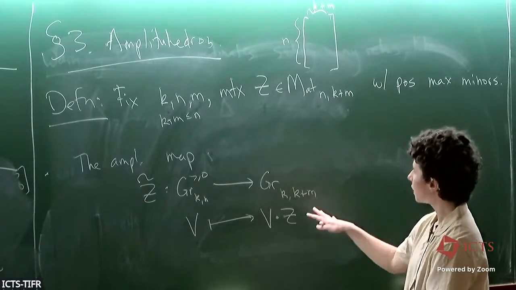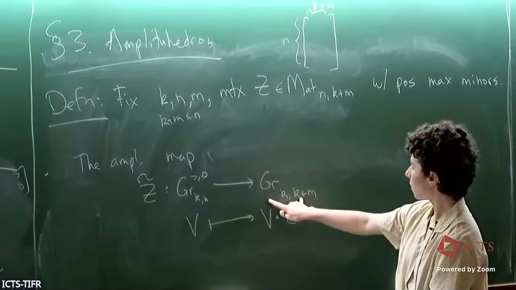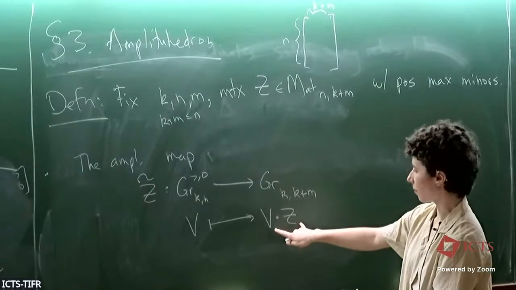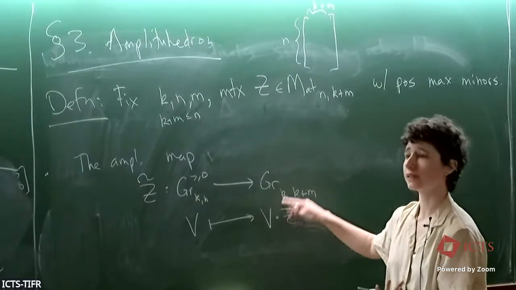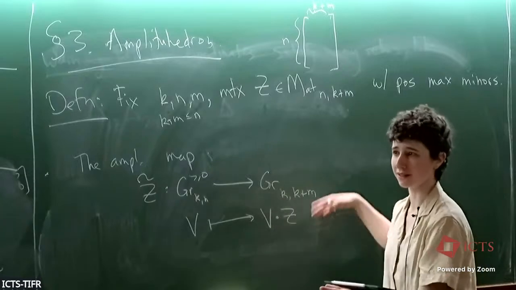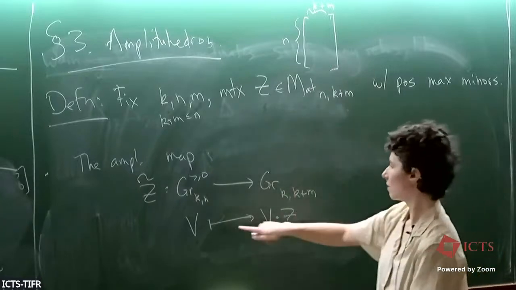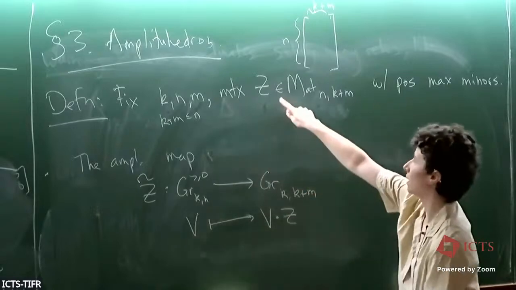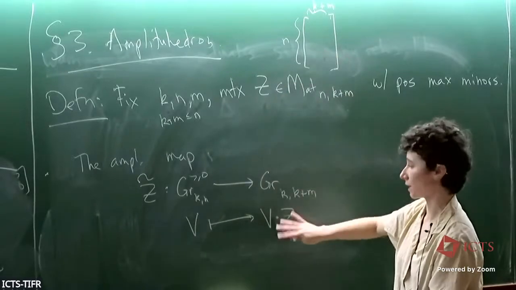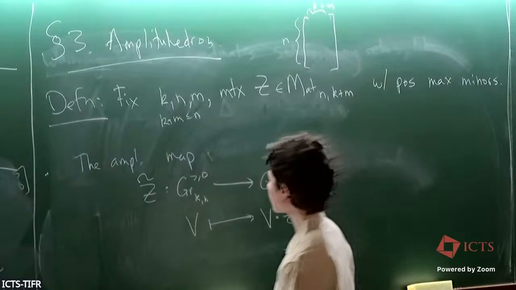You might be a little worried: to be a point in the Grassmannian, I need this matrix to be full rank. But that's guaranteed by the various positivity constraints that I have going on. My V had positive Plücker coordinates, and Z also has positive maximal minors. That tells me this is full rank.